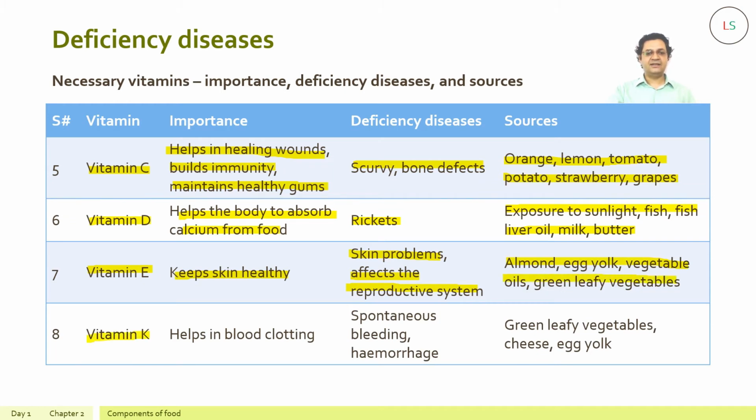Vitamin K. Vitamin K helps in blood clotting, and its deficiency leads to spontaneous bleeding and hemorrhage. Vitamin K can be obtained from green leafy vegetables, cheese, and egg yolk.